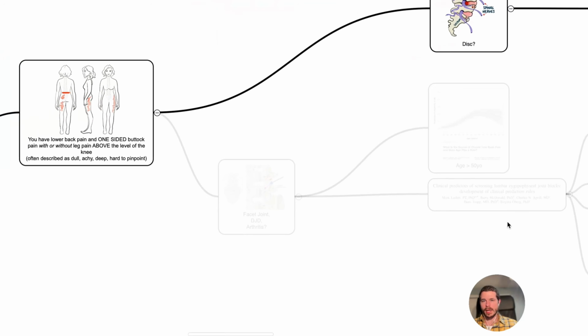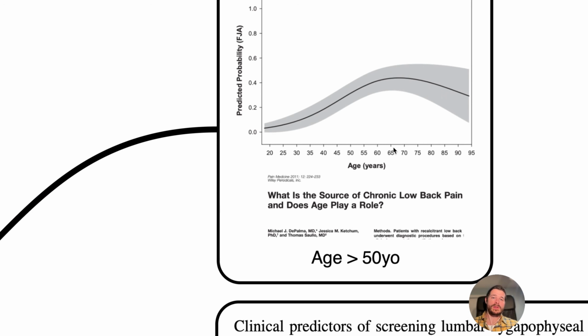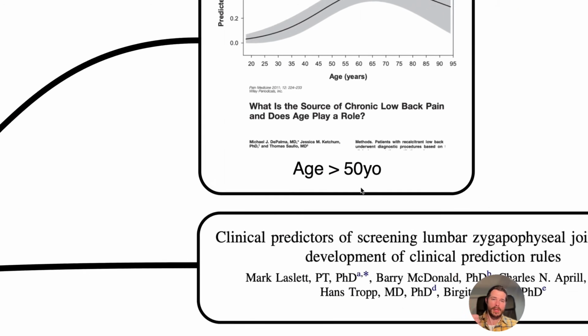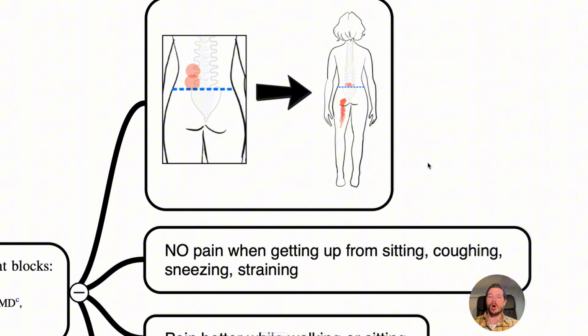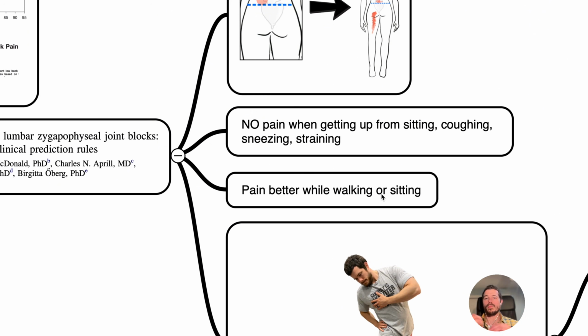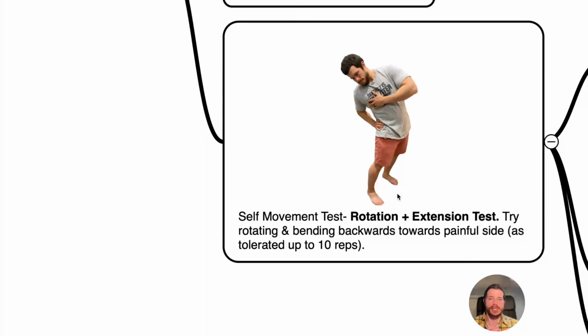Now let's zoom back out. But it could also be a facet joint problem. So facet joint problems as well as disc problems can cause you to feel pain in your butt and or in your leg. They can send signals down into the leg. So again, greater than 50 years old, facet joint probability goes up. As we talked about, you might feel pain in the butt and or the leg, but if your pain started on the side of your spine in this area, facet joint probability goes up. No pain when transitioning, no pain coughing, sneezing, or straining. Pain better while walking or sitting, and you have a positive rotation extension test.